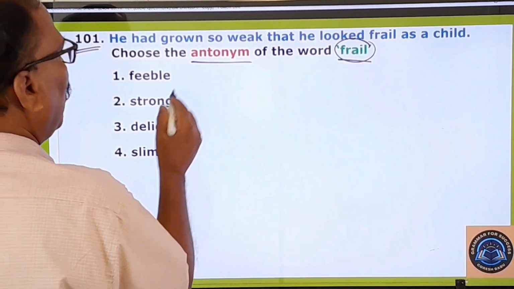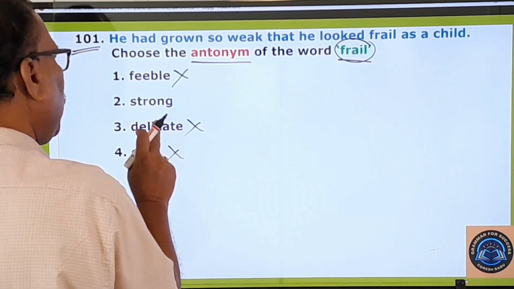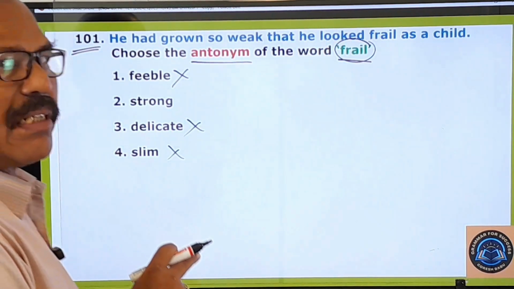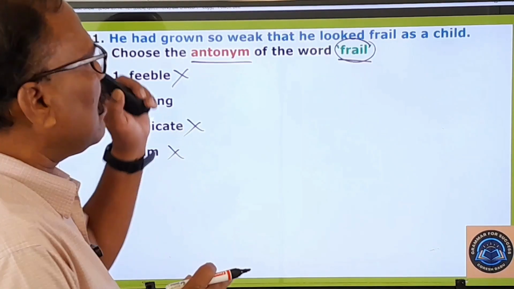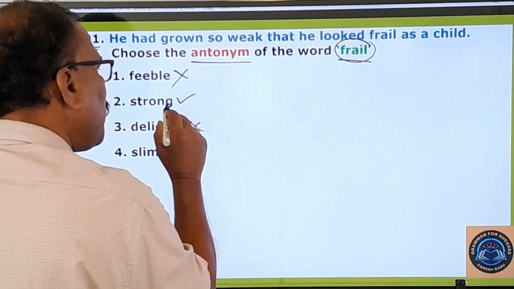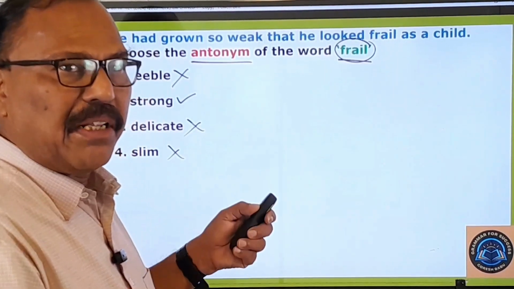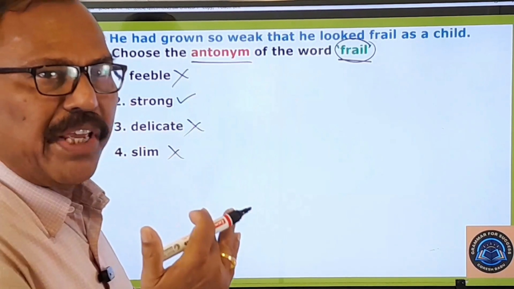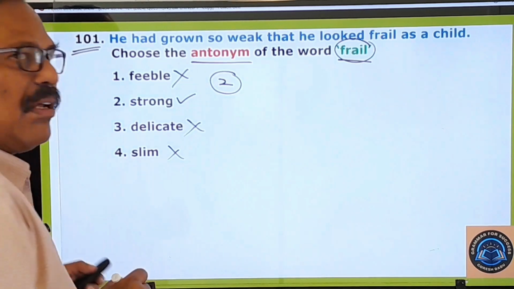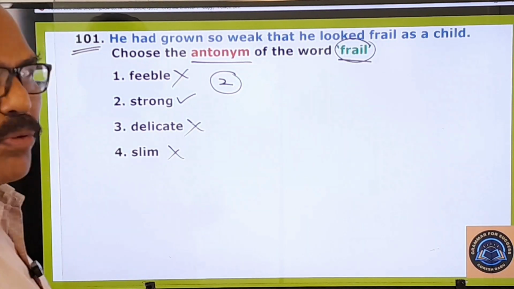Okay, yes, feeble. Frail means feeble. Now frail means delicate, slim. So feeble, delicate, slim convey almost the same meaning just like frail. So they are nothing but the synonyms of that word. But here the strong is there. This is only the right one, because frail means feeble, weak. That is the meaning. So here what is the opposite of weak? Strong. So therefore this is only the right option and all others are wrong options. Okay, and your answer is the second one. Now you move on to the next question.